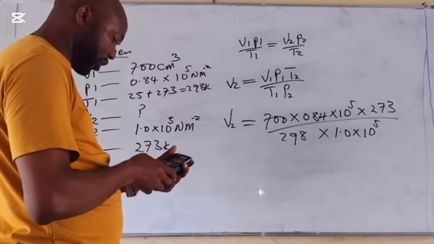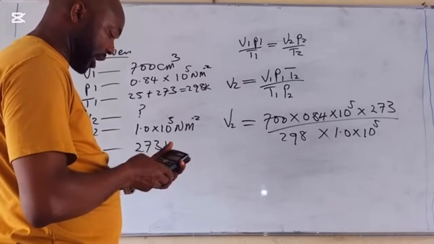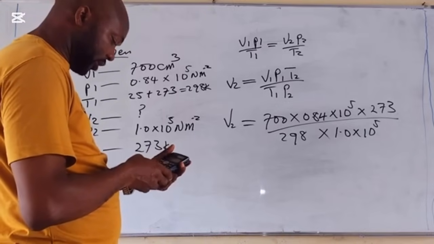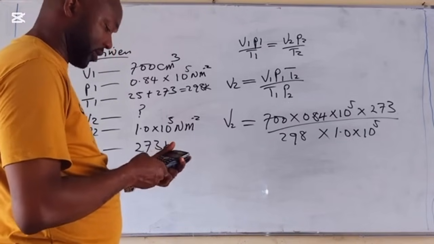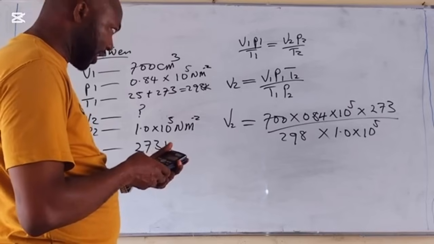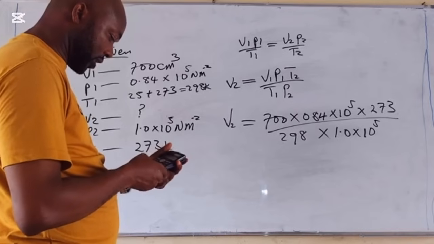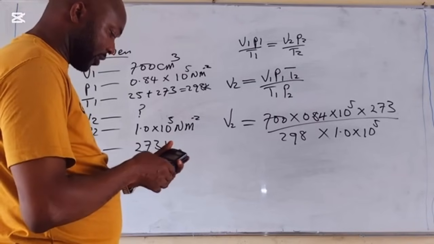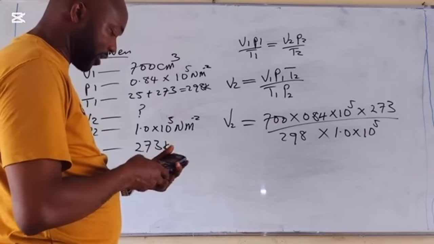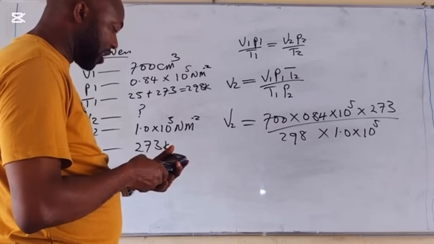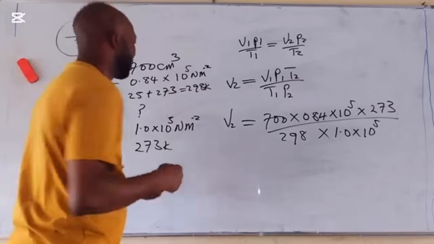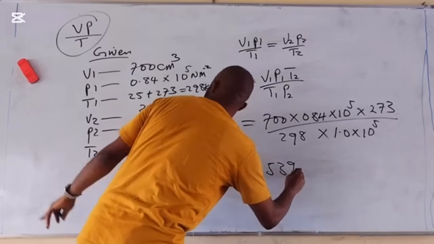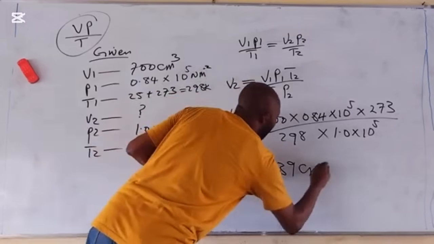Quickly, I have 700 times 0.84 times 10 raised to the power of 5 times 273 divided by 298 divided by 10 raised to the power of 5, which is 539 cm³.